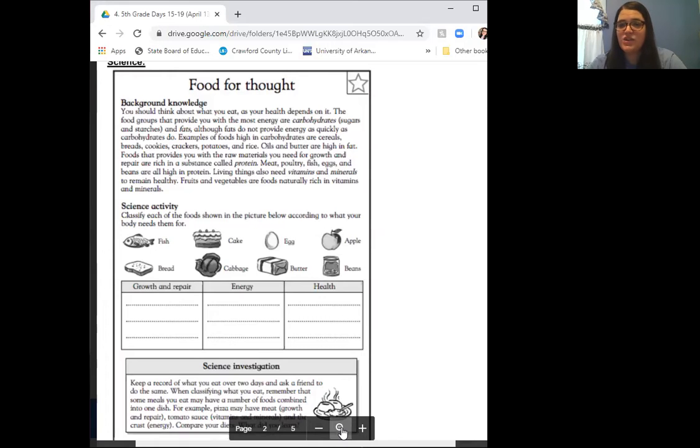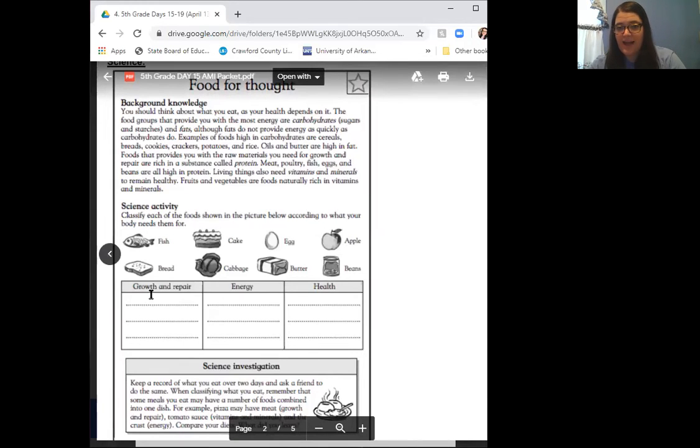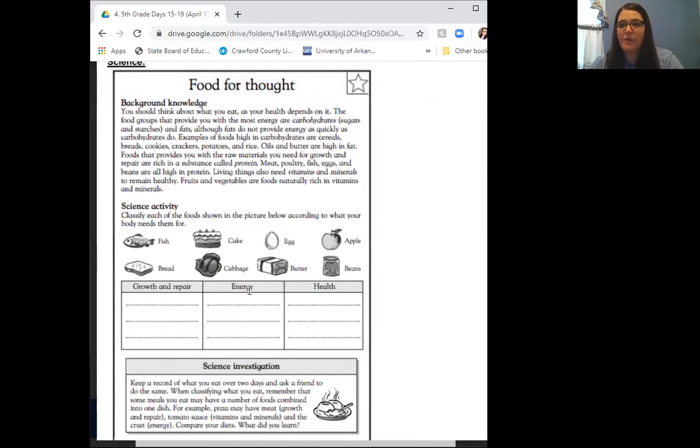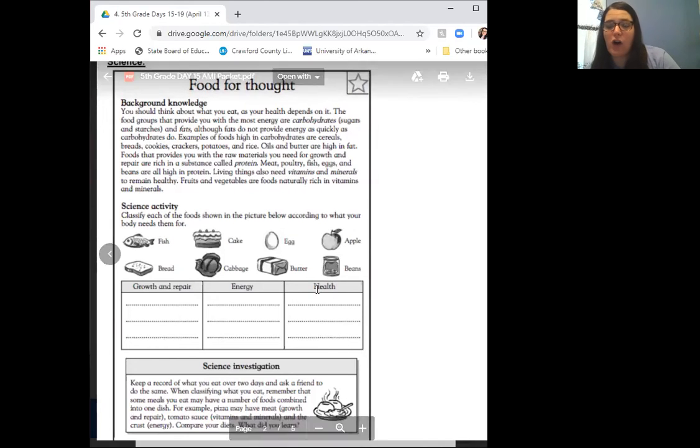It says classify each of these foods shown in the picture below according to what your body needs them for. So you're either going to classify these foods as for growth and repair. So remember that for growth and repair, you need proteins. So you're going to put your proteins in the growth and repair column. Energy, it said up in the top, foods with the most energy are carbohydrates. So all your carbohydrates and fats are going to go in the energy column. And then for health, we need vitamins and minerals to stay healthy. So you're going to put those foods that have vitamins and minerals in the health column.